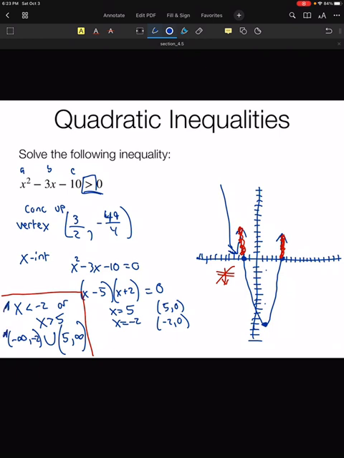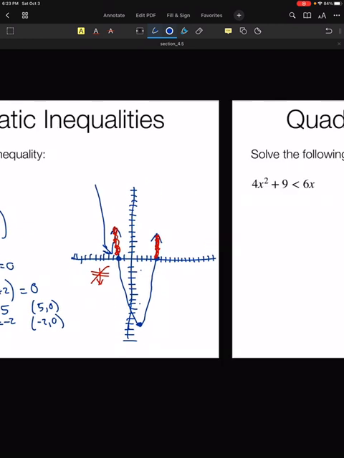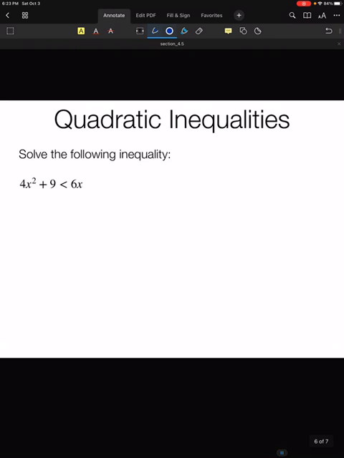So those two. Okay, so that's that one. Let's try one more. 4x squared plus 9 is less than 6x.